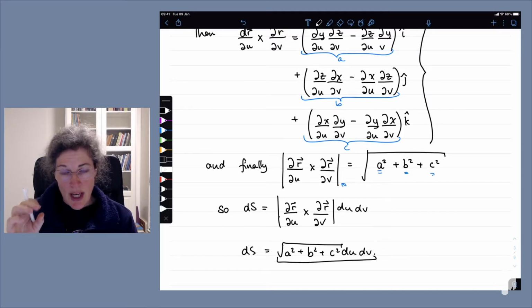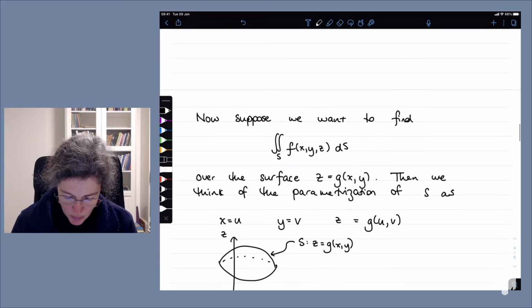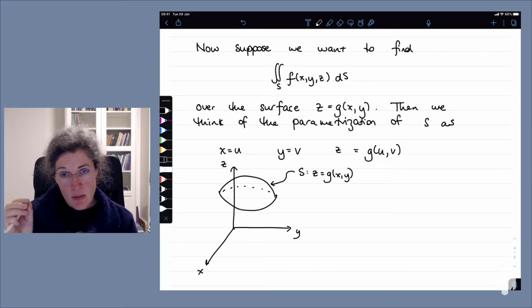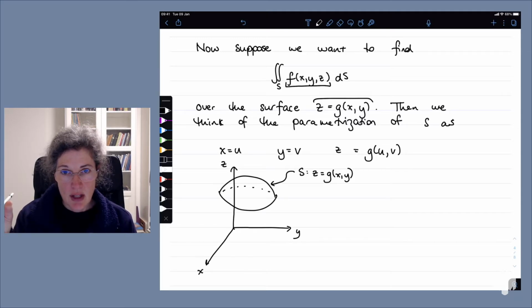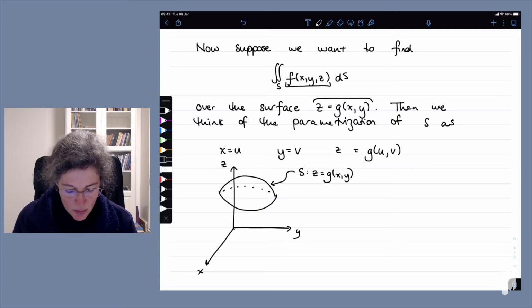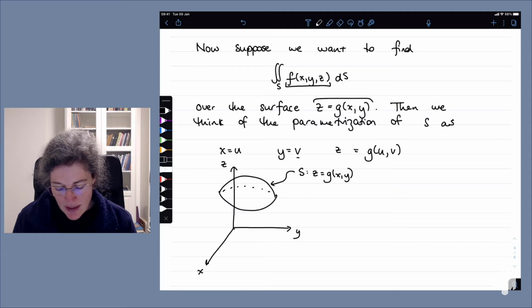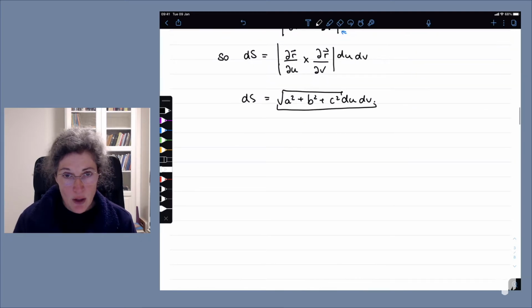So this is all still pretty abstract because we've just got some parameterization, but most often what we have to do is handle a simpler situation where we want to integrate our scalar field over some surface, but it's written as z is equal to some function of x and y. So in this case, we can think of our parameterization as saying, well, x is equal to u, y is equal to v, and z is some function of u and v. So we're going to work through and find our volume element in this case, but we're going to have it in terms of x's and y's instead of u's and v's.